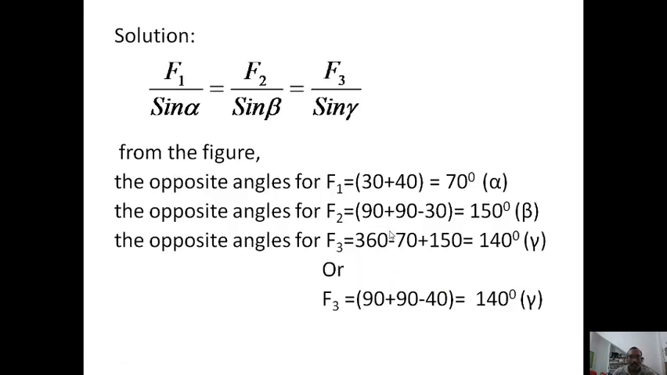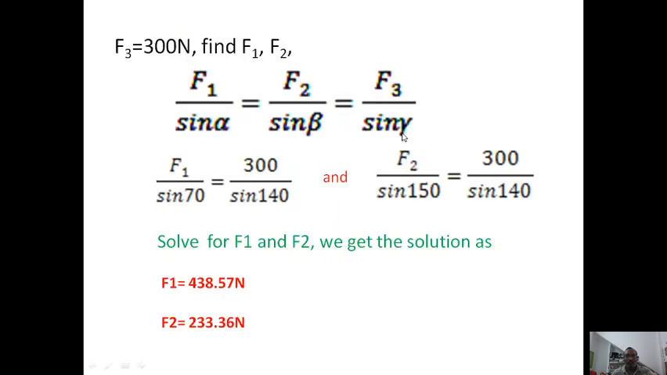Hence, I am taking these two at a time. I know F3, hence I use only F1. Therefore, F1 by sin alpha is equal to F3 by sin gamma. See in the example solution. You see, this is what I had used. F1 by sin 70 is equal to 300 by sin 140.